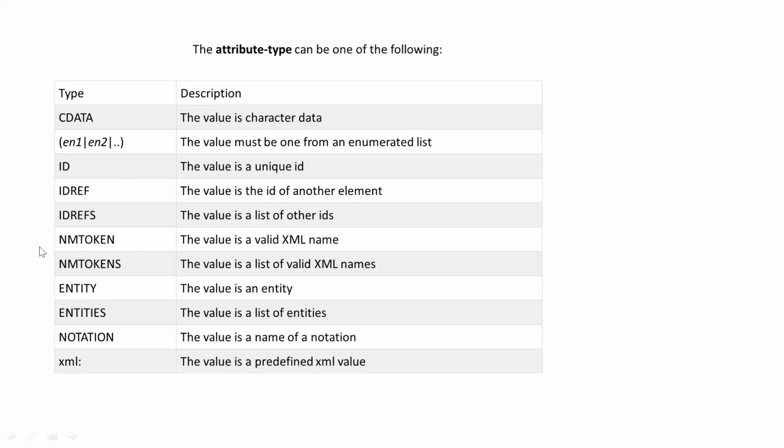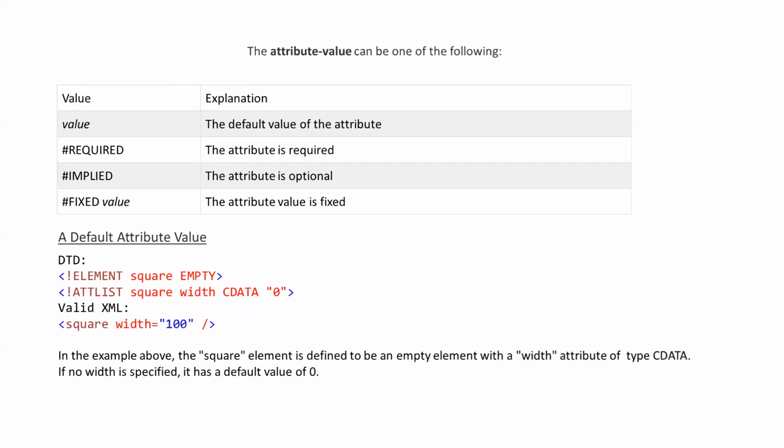These are all the different attribute types available with XML. It can be character data, an enumerated list, a unique ID, or IDREF, that is the ID of another element, or IDREFS, a list of other IDs. Then maybe a valid XML name or a list of XML names, it can be an ENTITY, a list of ENTITIES, NOTATION, or a predefined XML value. You can use any of these attribute types. Most probably we will be using character data, or IDs most of the time.